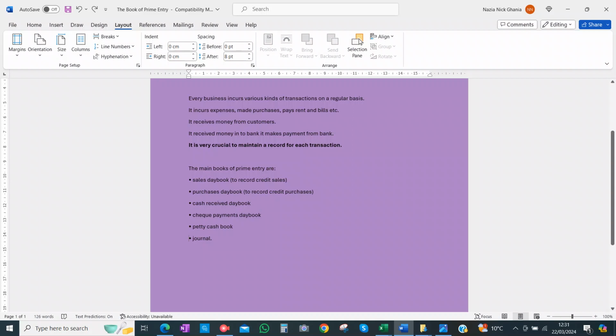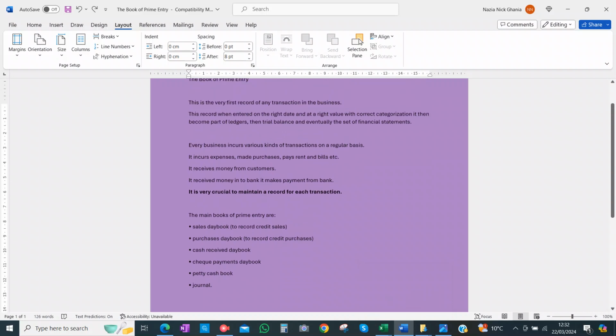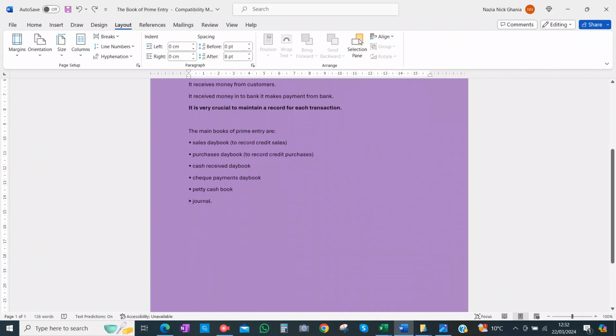So the totals of all the day books will go into ledgers, and ledgers then go into the trial balance, and then the trial balance goes into the profit and loss and balance sheet. So if anything is not accurate in the balance sheet, you will definitely go and check in the day books and the ledgers. If the day book is accurate, then the ledgers will be accurate. If ledgers are accurate, then the trial balance and financial statements will definitely be accurate. So this is your book of prime entries.